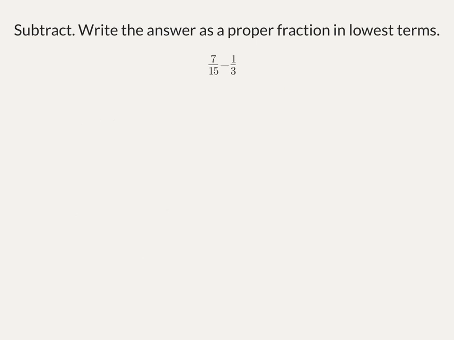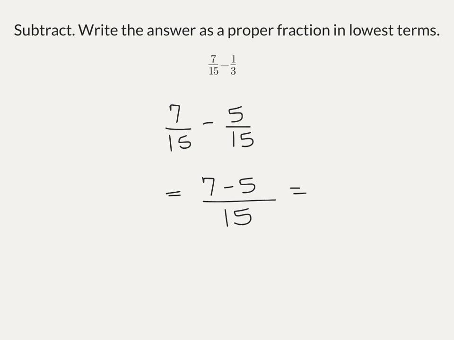Now I'm going to rewrite the entire problem so that each fraction has the denominator of 15. And this becomes 7 over 15 minus 5 over 15. Now I'll subtract the numerators and write it over the denominator of 15. So 7 minus 5 is 2. And then 15 stays the same. So my answer is 2 over 15.